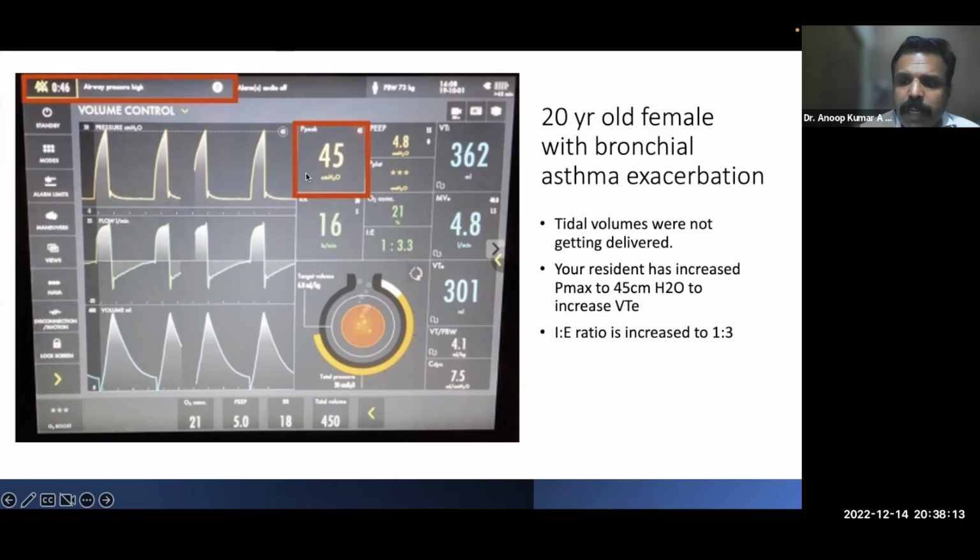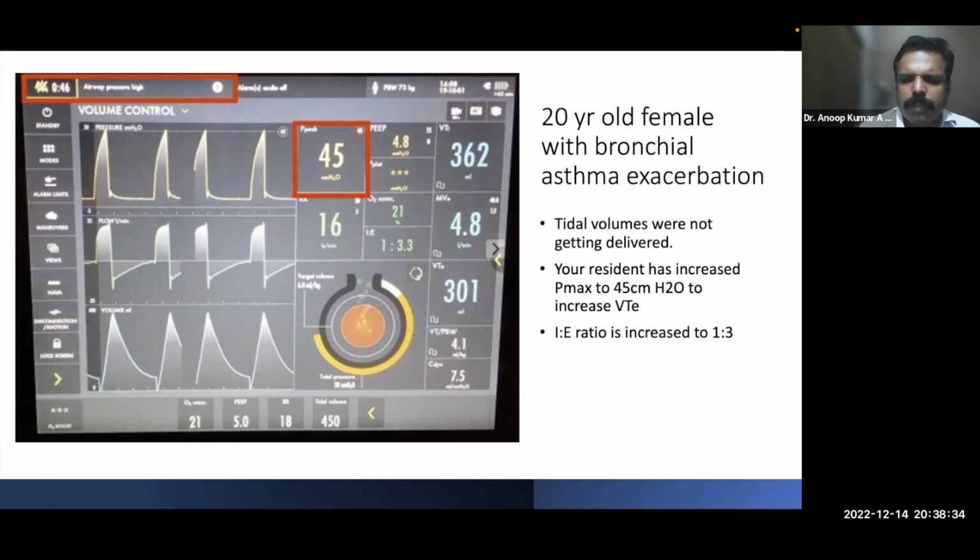The same thing will happen when there is an obstruction in the ET tube also. The same scenario can happen. So don't think that it's always a bronchospasm. You assess the patient. If there is an ET tube obstruction, there is no point in increasing the Pmax too much and increasing the tidal volume. You have to definitely change the tube and relieve the obstruction.